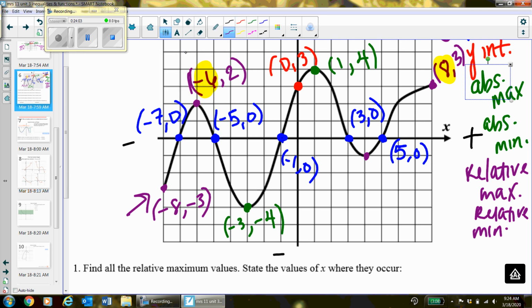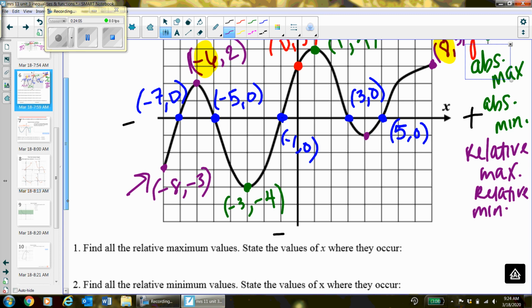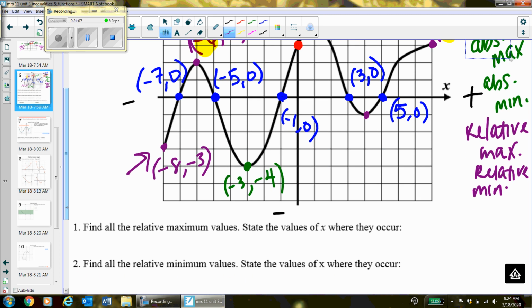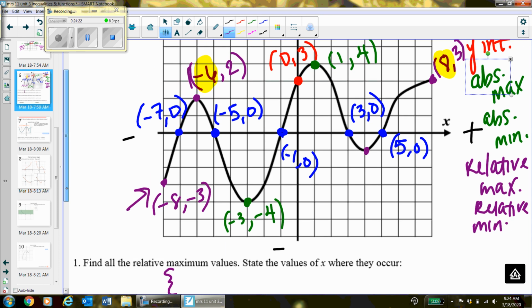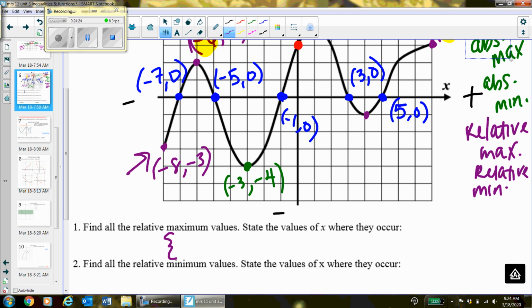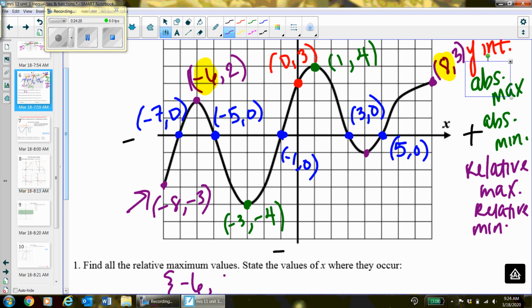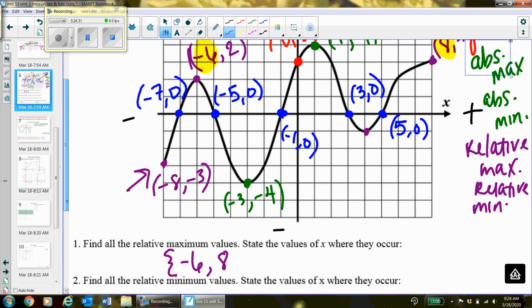So I'm going to write it as a solution set. Okay, now we talked about this. We talked about set builder notation with inequalities and how you would write your answers. Okay, so I'm going to put the squiggly bracket and I'm going to put -6, comma, 8. Now, what makes this different from a coordinate is because it doesn't have parentheses.